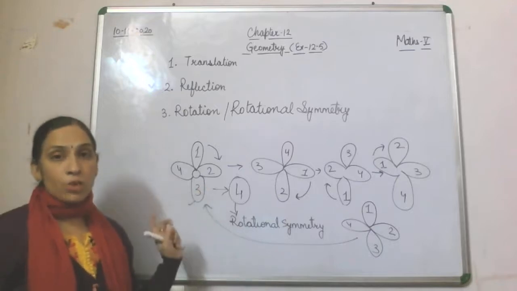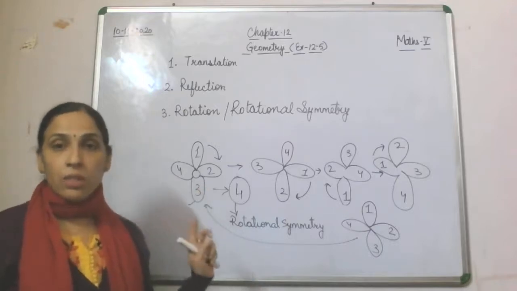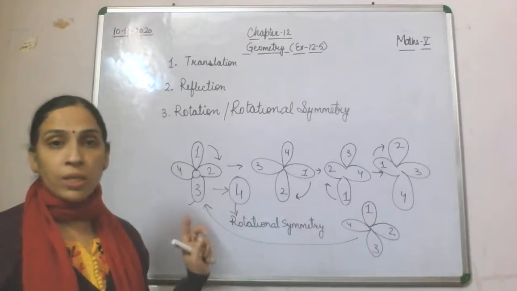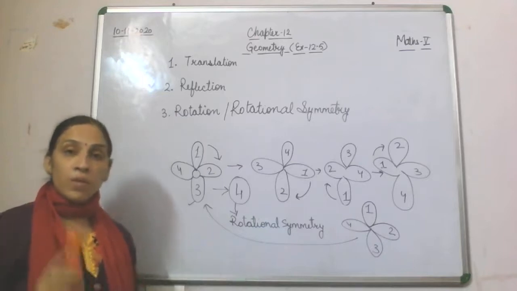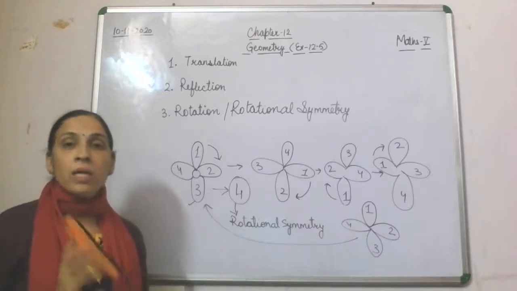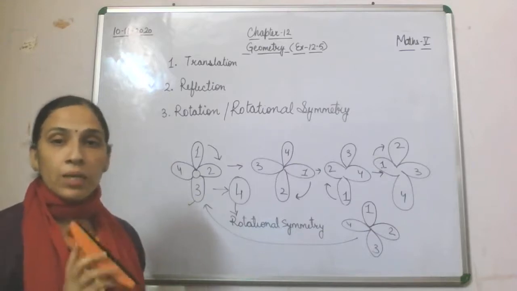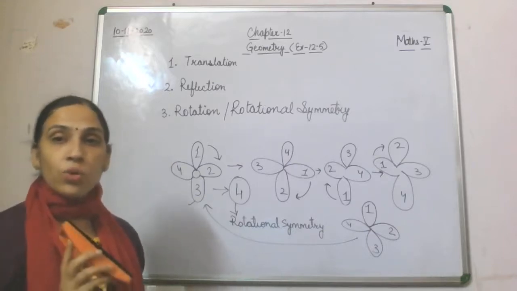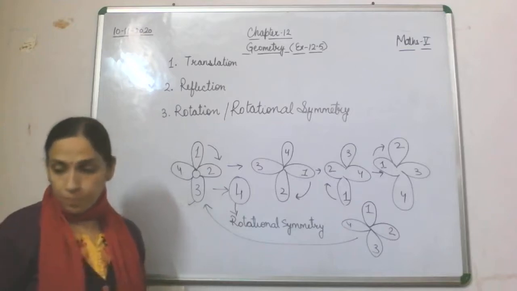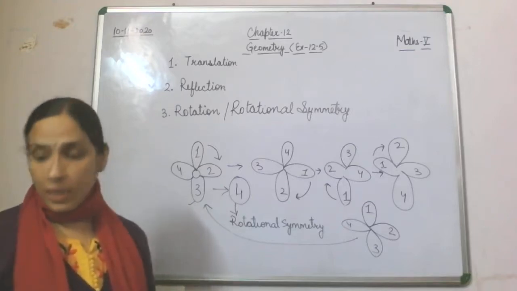Now third, that is rotational symmetry, or we can call it rotation. Rotation means when we are rotating a particular object such a number of times that you will be getting that original position. That is your rotational symmetry. So I hope that is clear.